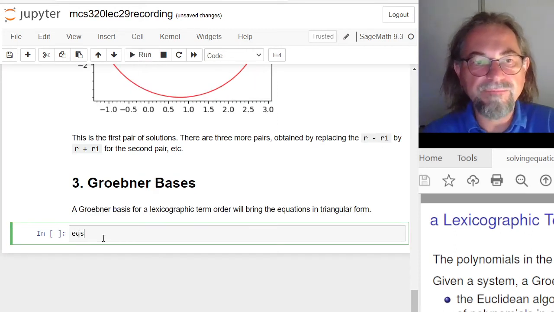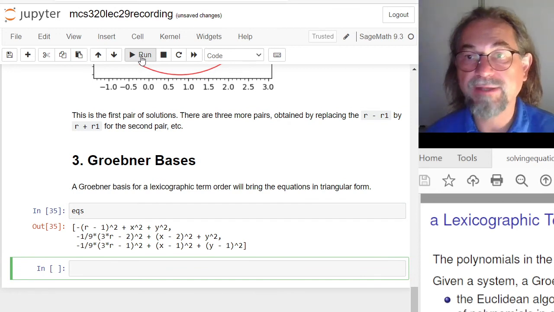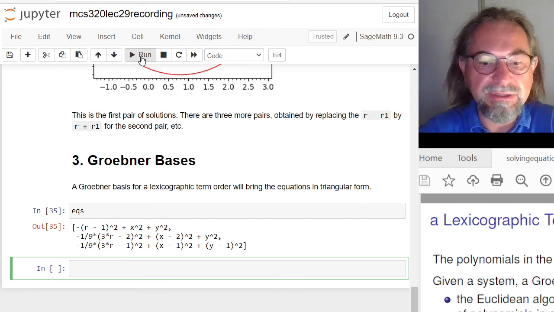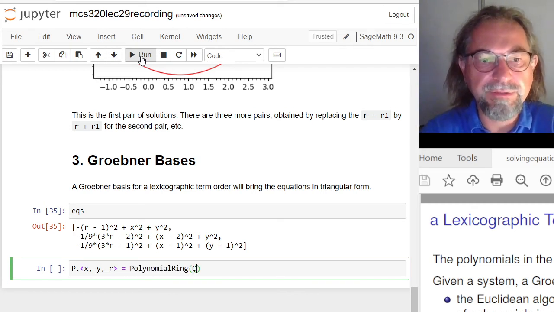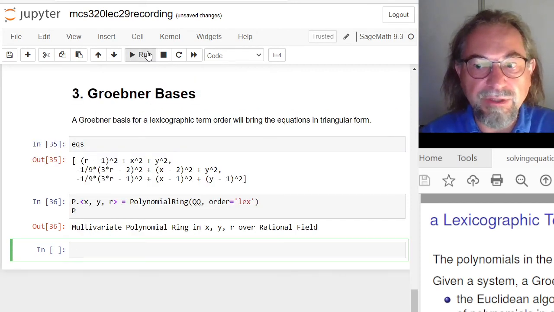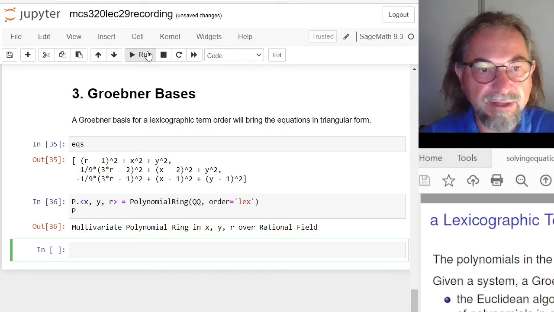So what do we have? We have the equations here. These are the equations in x, y, and r. I have to recast the equations in a polynomial ring. It's a polynomial ring over the rational numbers where the order is lexicographic. We can do this so fast because we have practiced this in earlier lectures.